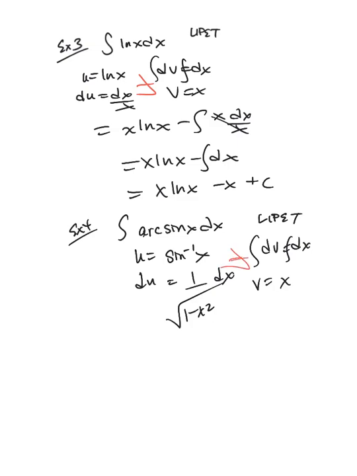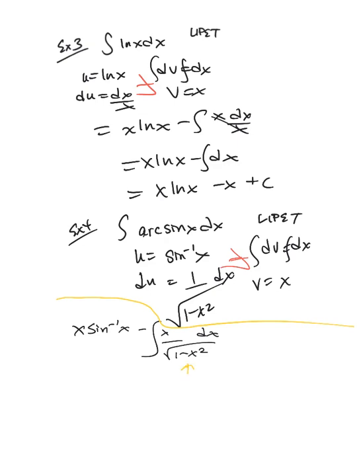So I get u times v. Well, u times v is the same as v times u, so I get x arc sine x. Minus the integral of v du. Well, v is x. du is this hot mess here. Okay, hold on. Not proud of how this hot mess looks. Looks nasty. Anyway, so now I have to integrate this.